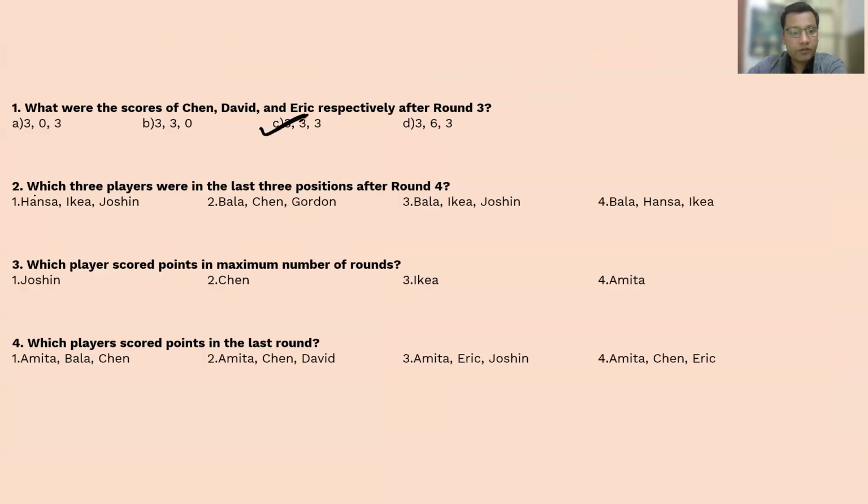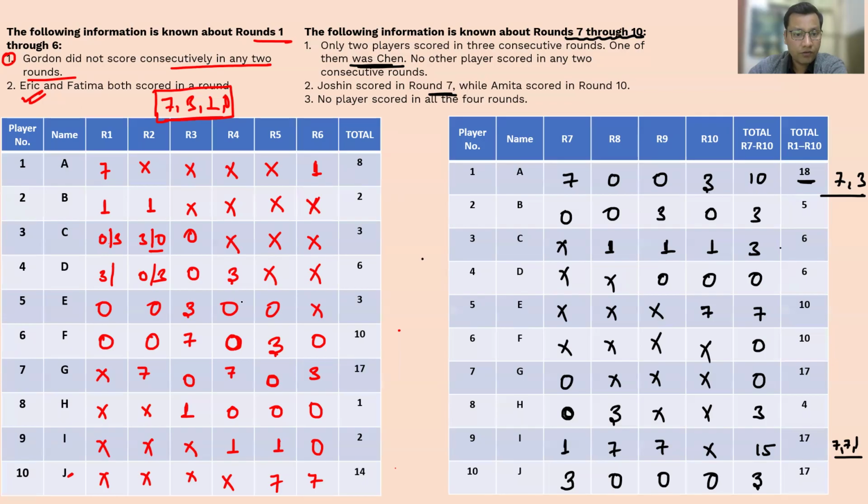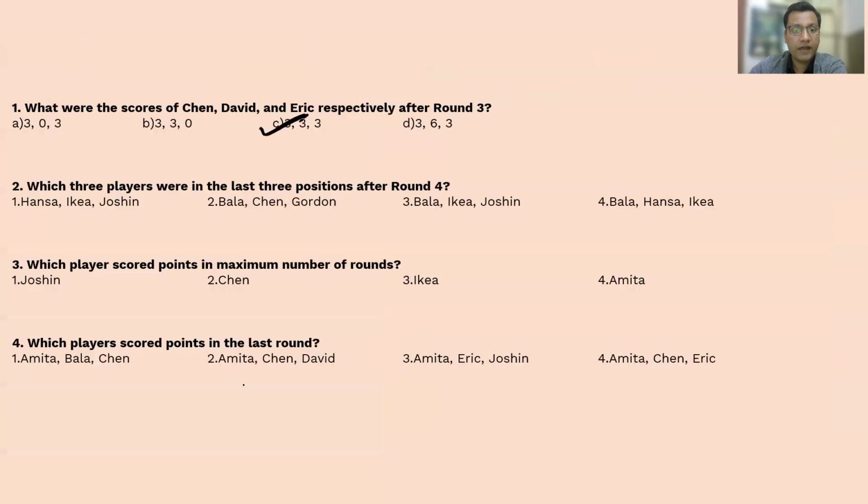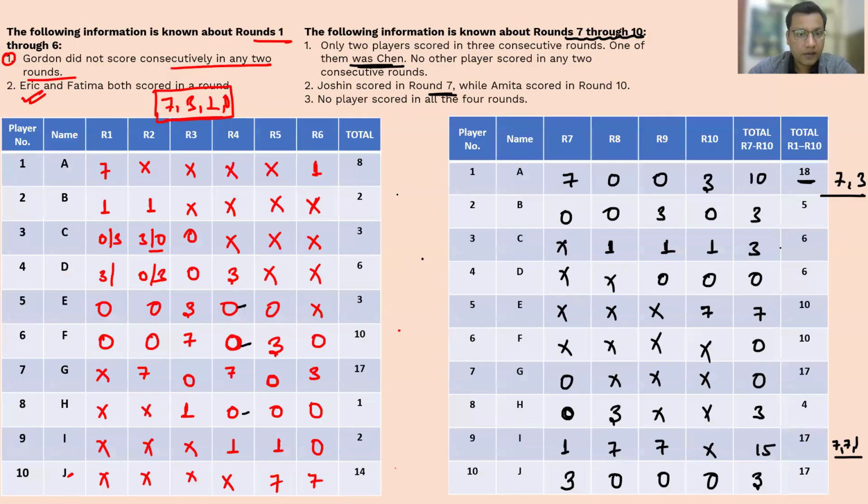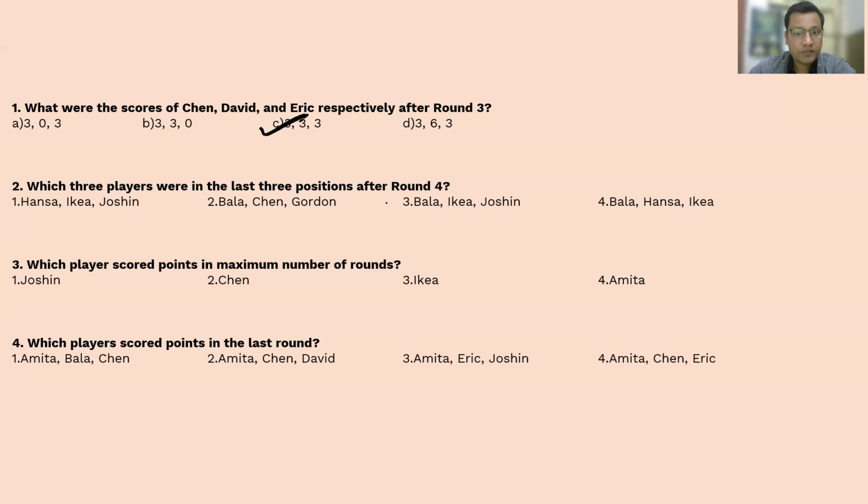Question number 2. Which 3 players were in the last 3 positions after round 4? Let's look at round 4. We have 0, and we have 0. That means E, F, and H. One sec, let me read the question again. Position after round 4. Okay, so which 3 players were in the last? Now let's check for the options.